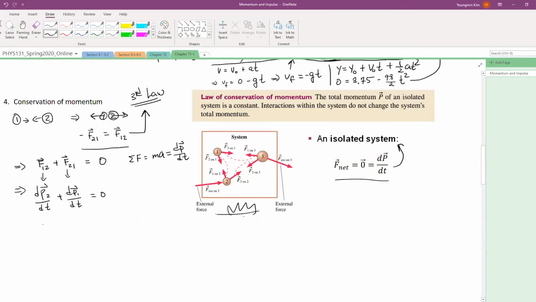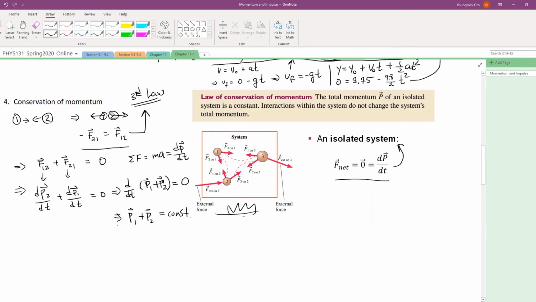Well, this is simply saying that when you take a derivative of momentum 1 plus momentum 2, that is 0. What does it say? It does not change in time. The sum of momentum 1 and 2 does not change in time. This simply means that the sum of momentum 1 and 2 is constant.